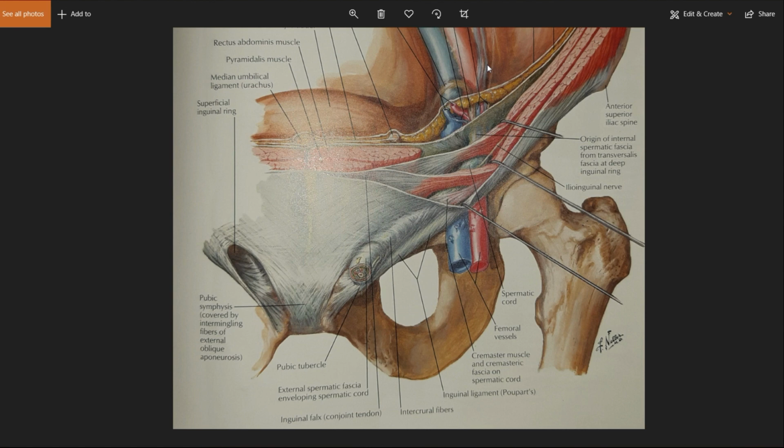What exactly are they? As far as arteries are concerned, the spermatic cord contains, number one, the testicular artery. Number two, we will have the vas artery, or the artery for the vas deferens, or the artery for the ductus deferens. And we will have the cremasteric arteries. These are the three arteries that are present in the spermatic cord.